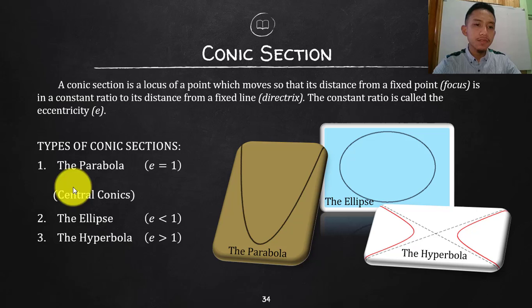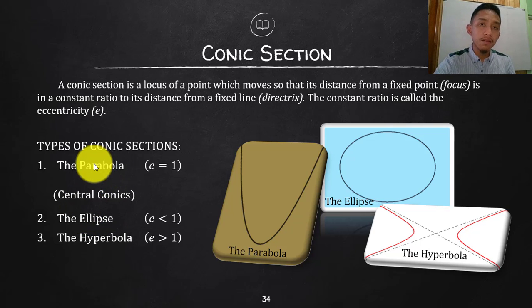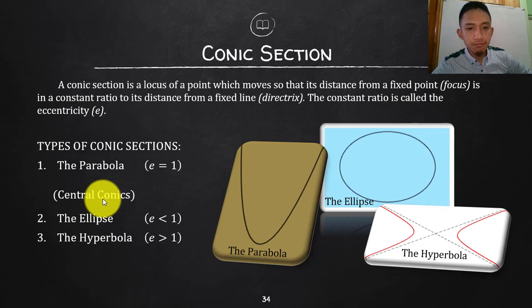And we have here the central conics. By the way, why do we call this one central conics? What is the difference between that and the parabola? The central conics now have a center. We will be discussing later on the parts and the parameters of these curves, but let me just discuss the general difference between the parabola and the central conics.